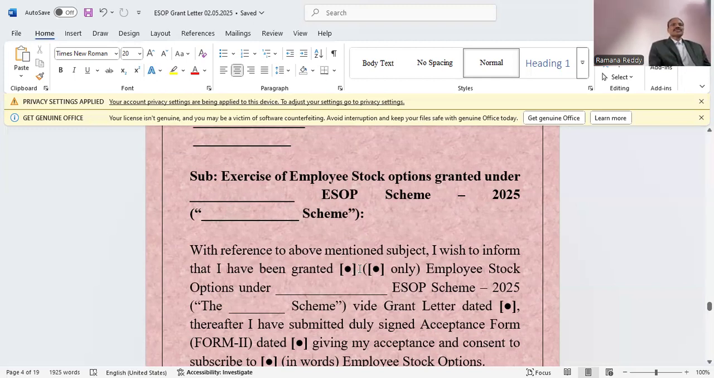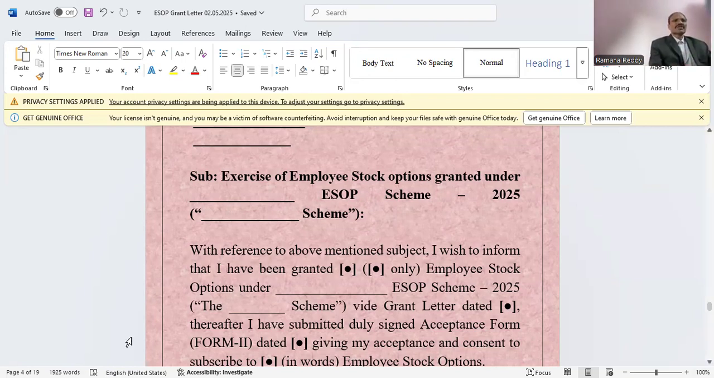Out of 30% also, he can exercise all options, or he can exercise any number of options as per his convenience and the availability of the funds.